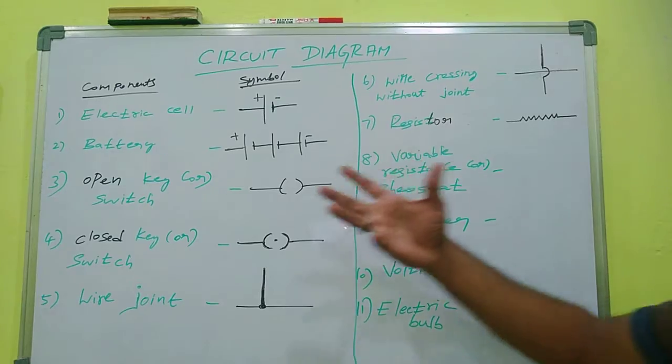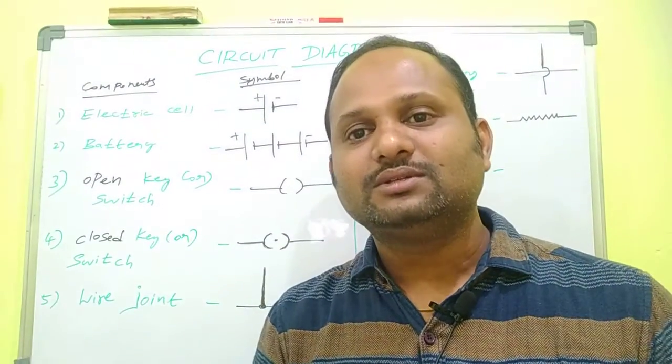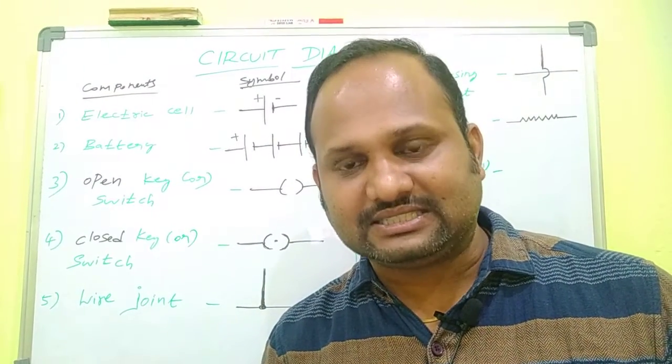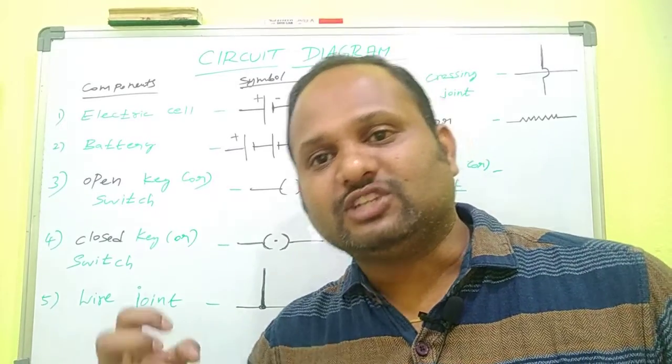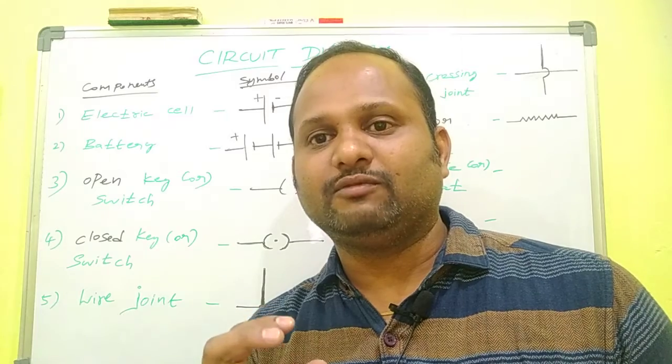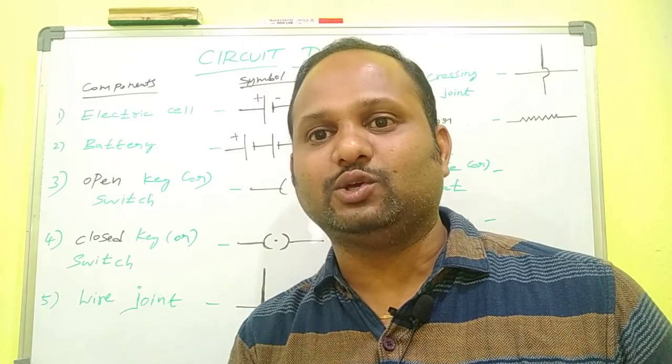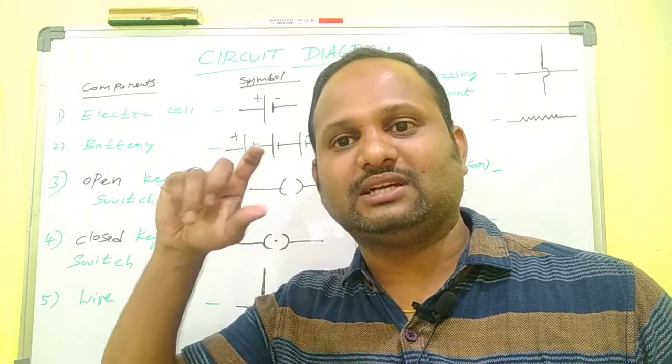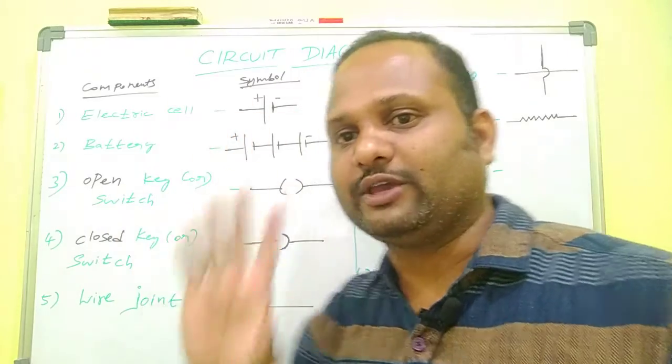What is the use of a resistor in the circuit diagram? The resistor provides resistance, which opposes the flow of charges. If we want to reduce the current in the given circuit, we make use of this resistor because it opposes the flow of charges. Okay.